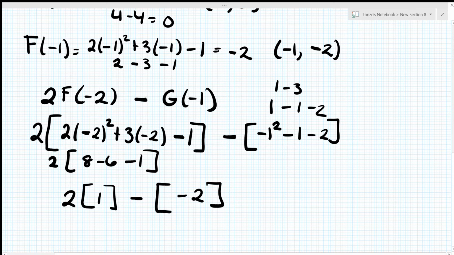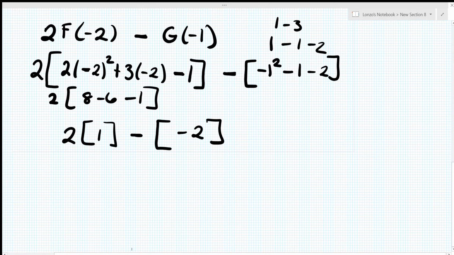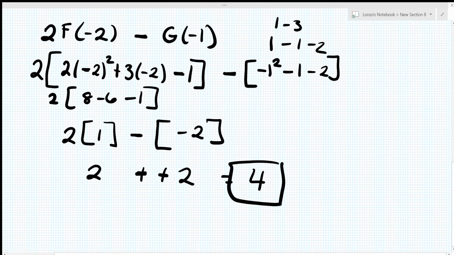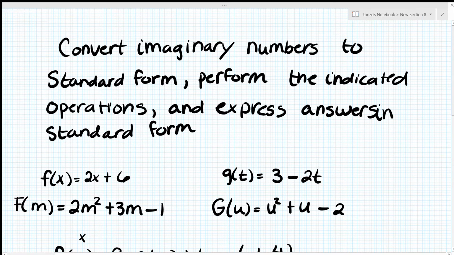Okay, so we're almost done. Now I gotta distribute that negative, so it's going to be minus a minus 2, and then 2 times 1 is +2. And we all know that when you have two negatives, they become positive, so your final answer is 4. Okay, so that was that one.